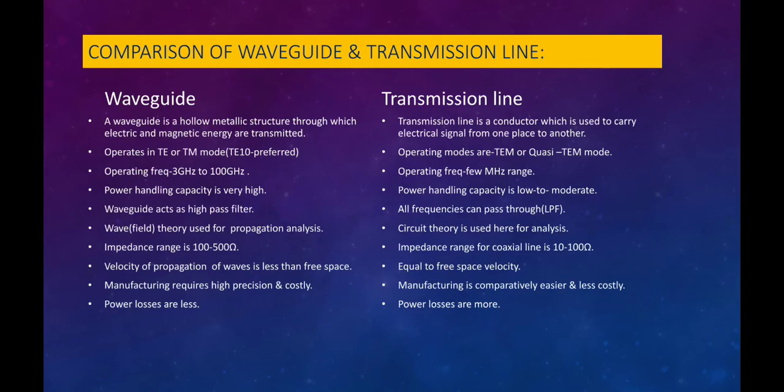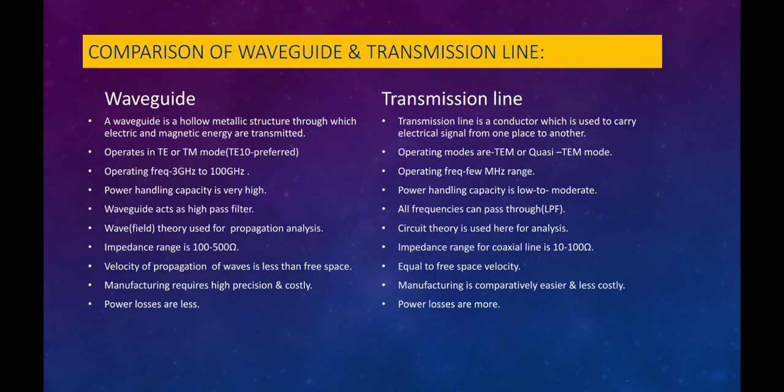We can move on. Next, the comparison of waveguide with transmission line. How is a waveguide different or similar to a transmission line? First we must understand what a waveguide is. A waveguide is a hollow metallic structure through which electric and magnetic energy are transmitted, whereas a transmission line is a conductor which is used to carry electrical signal from one place to another.